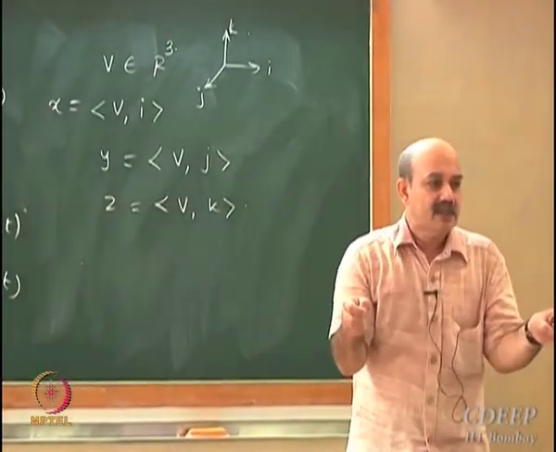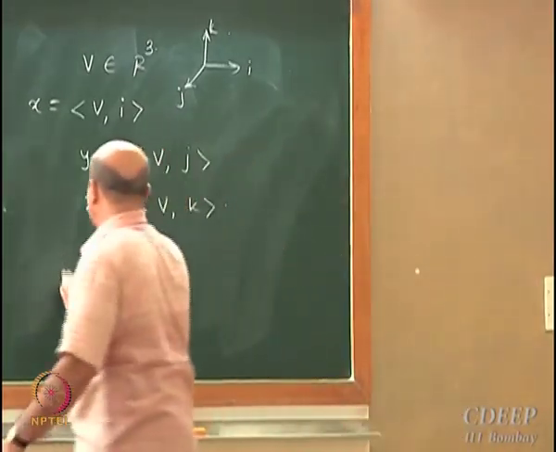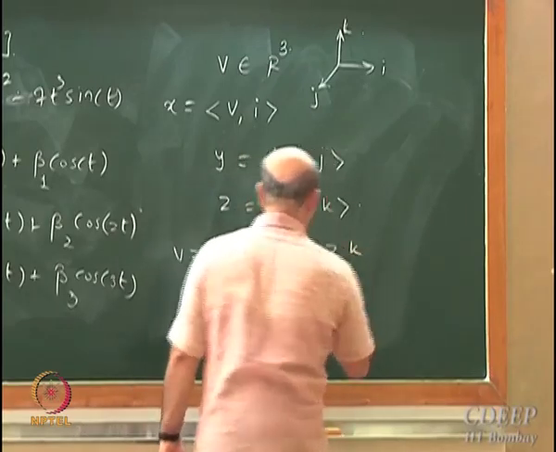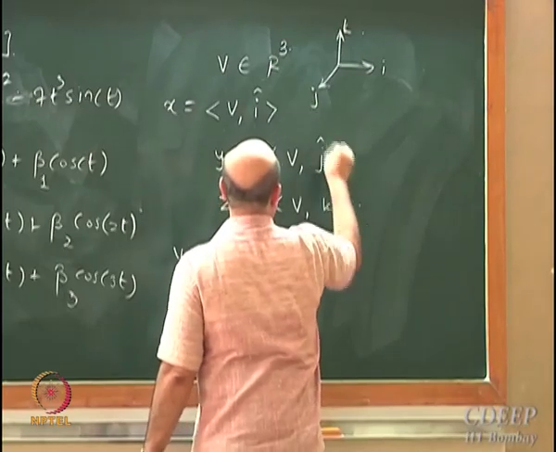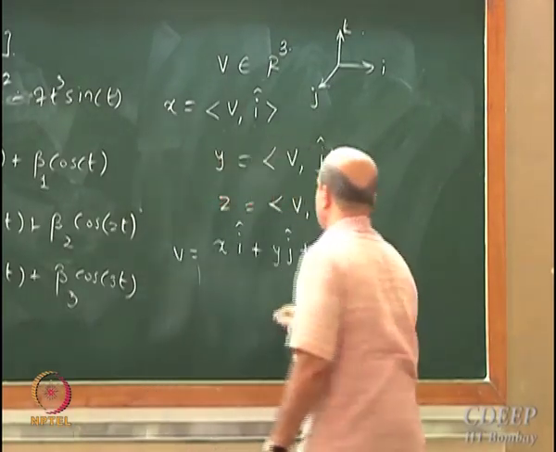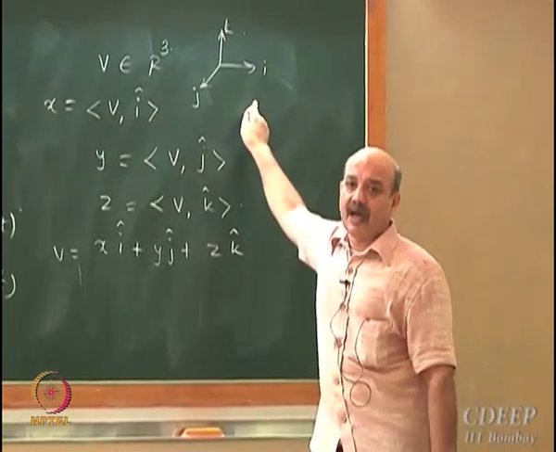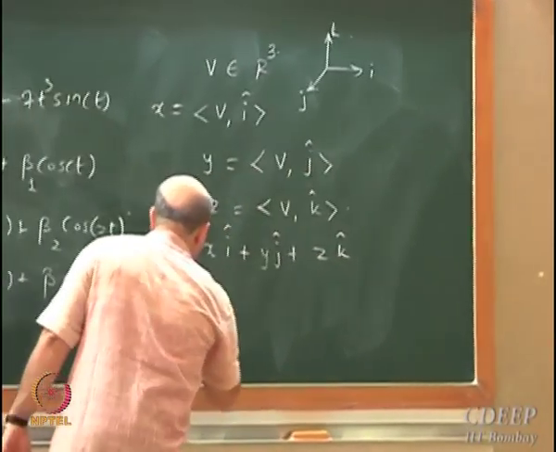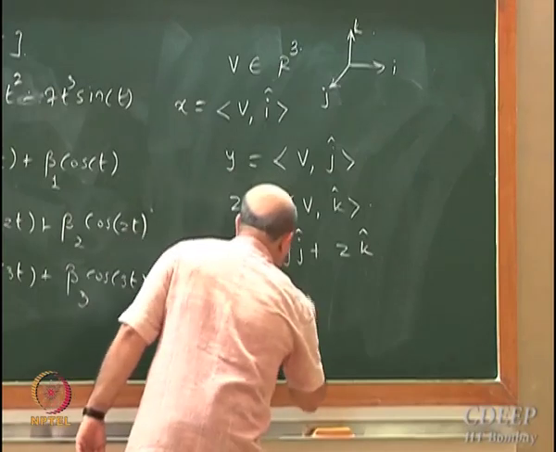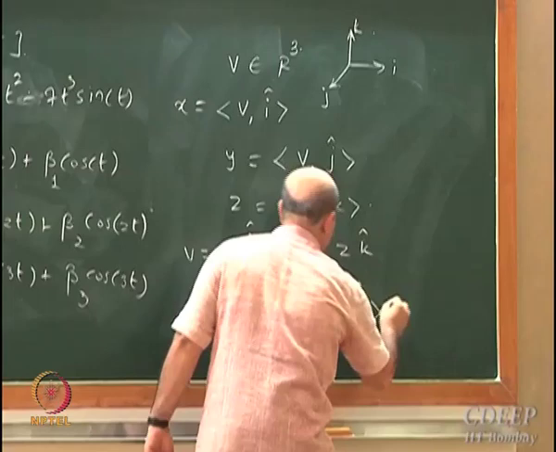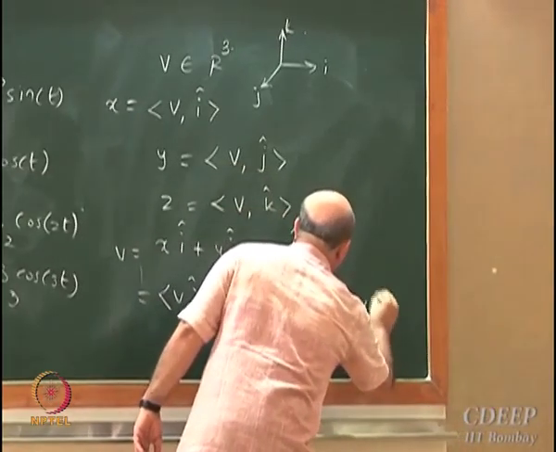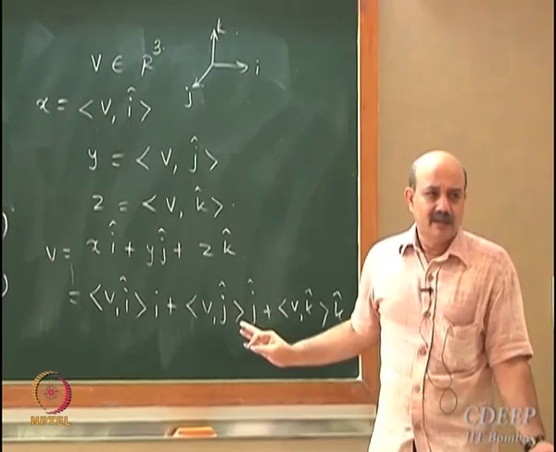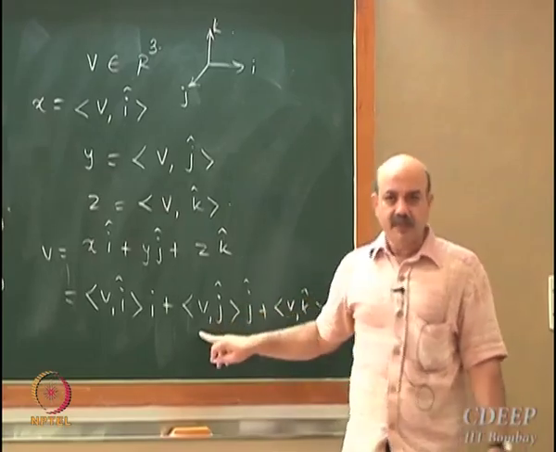How do we express this vector? We express it as V equals x i plus y j plus z k, where i cap, j cap, and k cap are unit vectors. But this writing is the same as the inner product of V with i, times i, plus the inner product of V with j, times j, and so on. I could as well write it like this. This and this are the same. You agree with me?